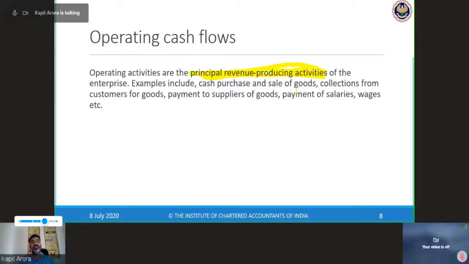Now, examples of this could be all these items which are related to my operations, like cash purchases, sale of goods, collection from customers for goods, payment to suppliers for goods, payment of salaries, wages, payment of rent. All these things will always fall under cash from operations.